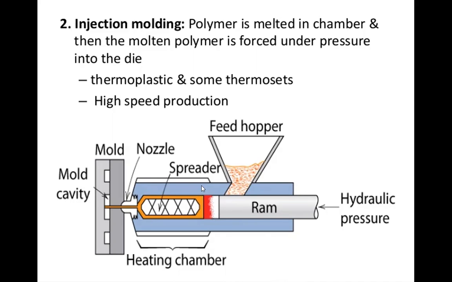Here the heating chamber is there. In this heating chamber, the temperature is maintained so that the powdered plastic material flowing towards the left side of the apparatus into the heating chamber gets melted and becomes liquid state. After that, this liquid plastic material is passed through the nozzle into the mold cavity.